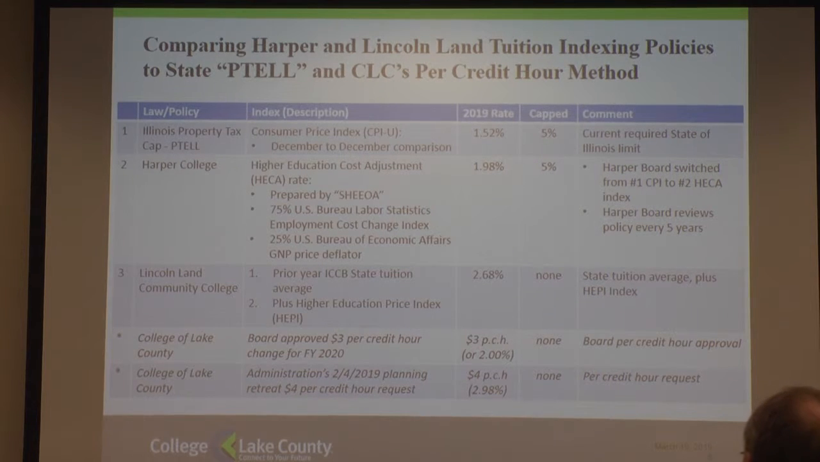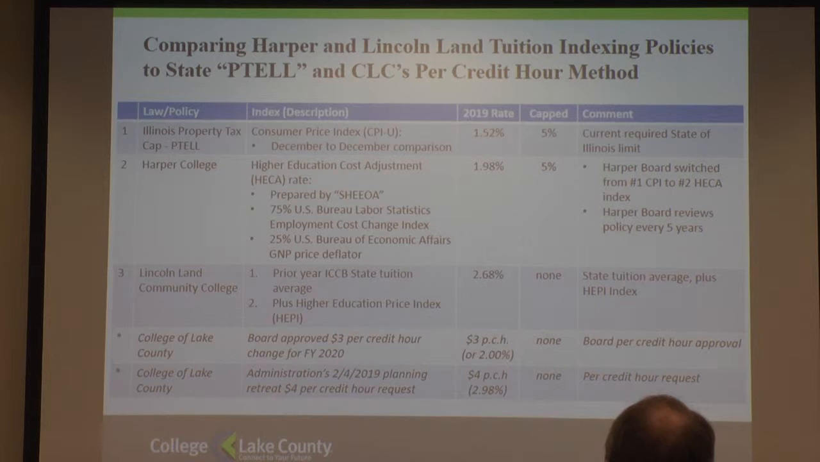You can see the P-tax law uses the CPI, which is a December to December comparison. If we would have used that index for this year's tuition increase, we would have been limited to 1.5%. The Harper College model uses the Higher Education Cost Adjustment Index, or what's called HECA, and it's prepared by the State Higher Education Executive Officers Association. It's composed of two components. 75% of it is the Bureau of Labor Statistics Employment Cost Change Index. 25% is based on the U.S. Bureau of Economic Analysis GDP price deflator. And if we were to use that method this year, our tuition increase would have been limited to a 1.98% increase.